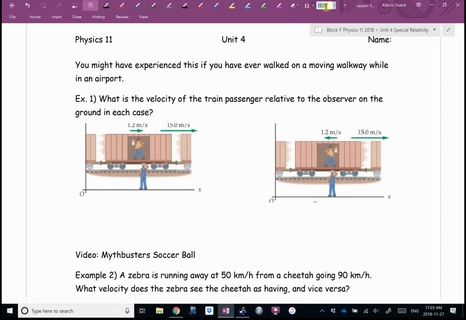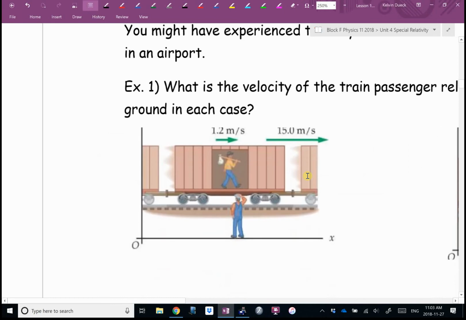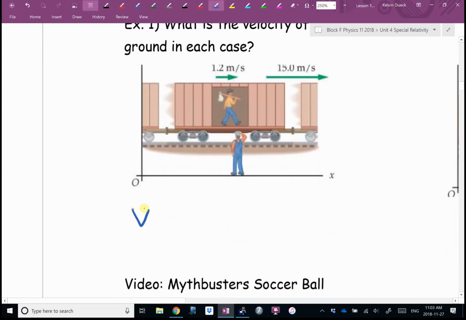Example 1 says this. What's the relative velocity of the train passenger relative to the person on the ground in each case? So my abbreviation for relative velocity is VREL. Relative velocity. What does this person on the ground see this person walking at? And I'll give you a hint, not 1.2. What does this person on the ground see this person walking at, as far as they're concerned? Not 15.